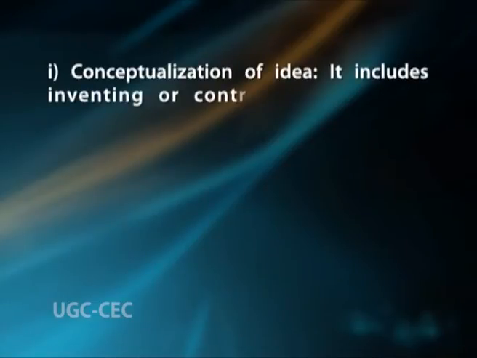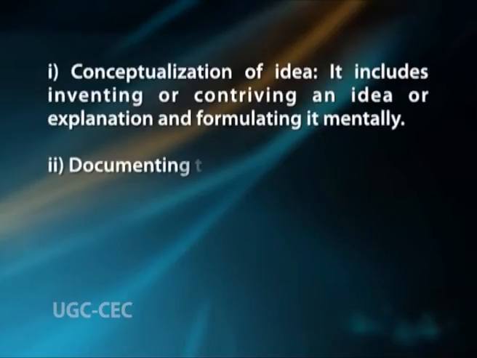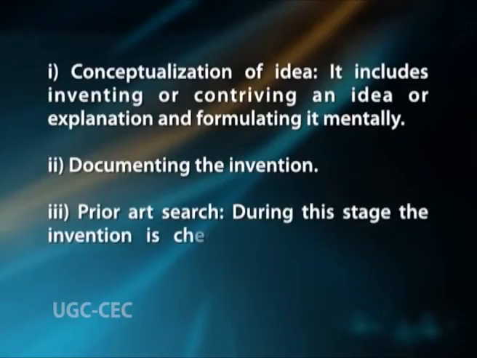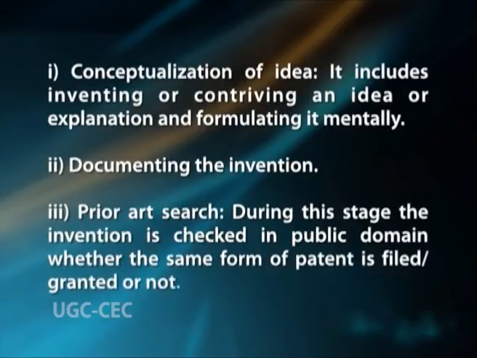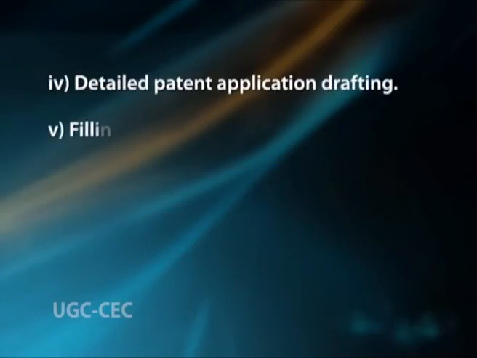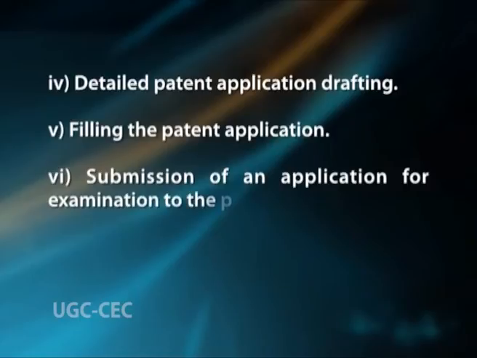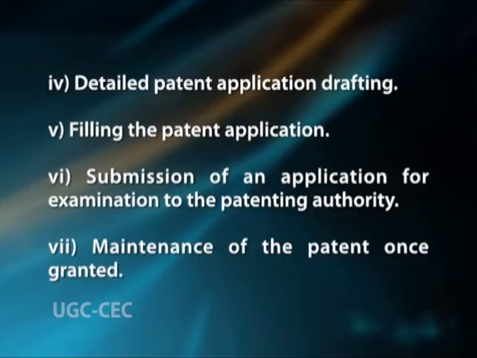Steps involved in patent filing are: conceptualization of idea. It includes inventing or contriving an idea or explanation and formulating it mentally. Documenting the invention. Prior art search. During this stage, the invention is checked in the public domain whether the same form of patent is filed or granted or not. Detailed patent application drafting. Filing the patent application. Submission of an application for examination to the patenting authority. Maintenance of the patent once granted.